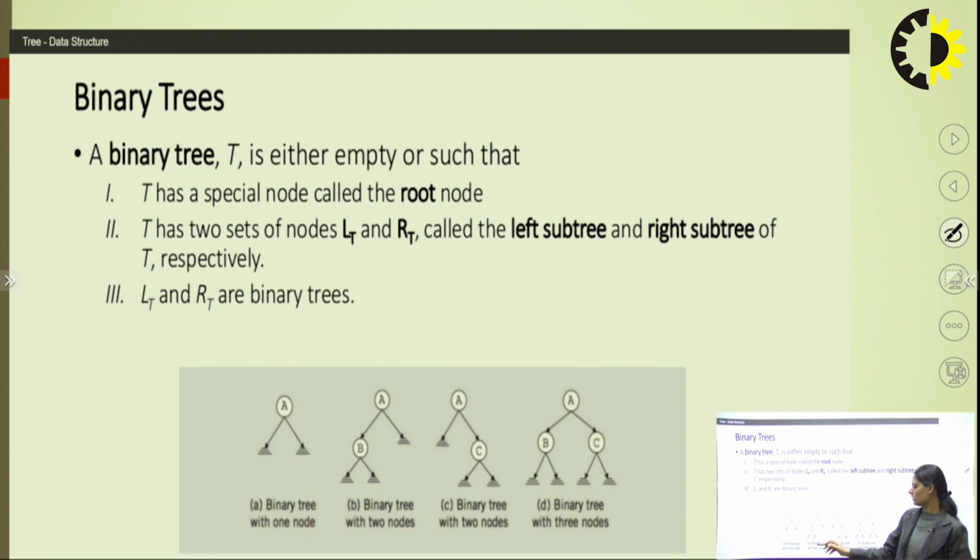So we can see over here a binary tree with 2 nodes A and B, and a binary tree with 2 nodes again, A and C, where B is not there. It only has the right child and the left child is null, nothing is there. Over here is a binary tree with 3 nodes. A is the root, B is left and C is right. So either of them, left or right, may be null also.